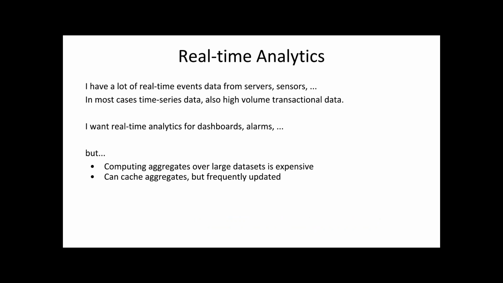So the problem with real-time analytics is that I have this big stream of real-time events data. It could be coming from servers, people clicking on things as an event, or sensors or devices reporting back measurements, which is kind of time series data in large volumes. It could also be high volume transactional data, like bookings on a hotel booking website. Lots of bookings coming in, some bookings being canceled.